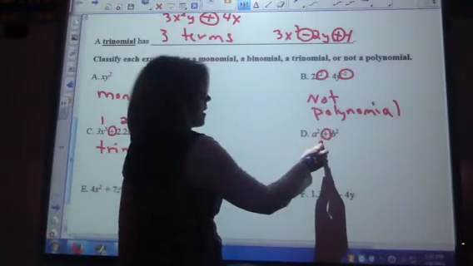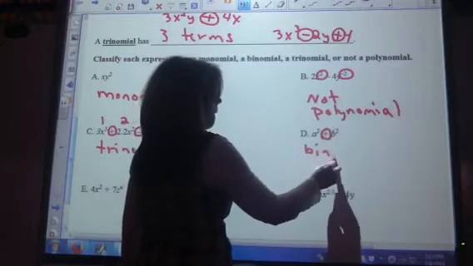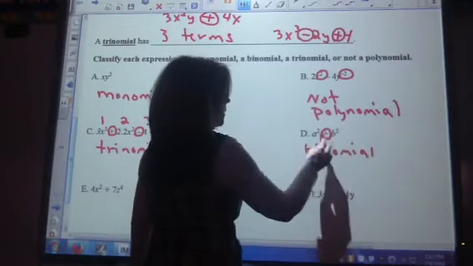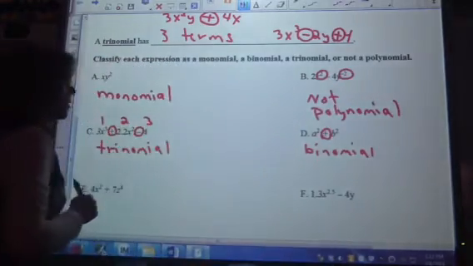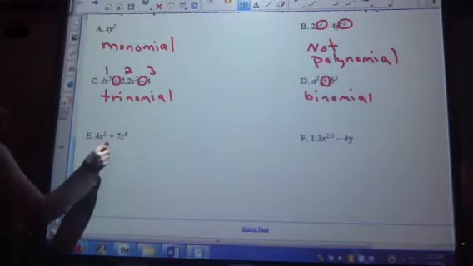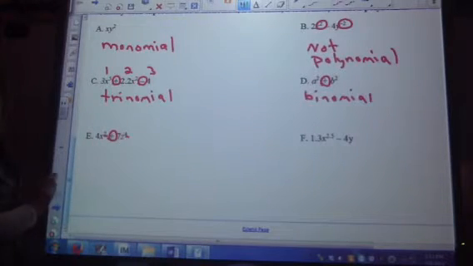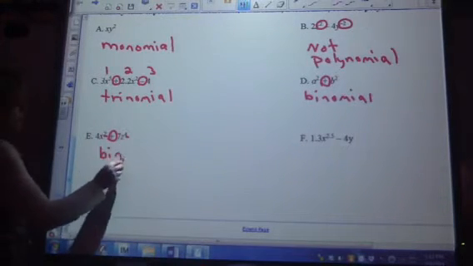We have this addition sign. We have 2 terms, so this is called a binomial. The exponents are whole numbers, so it is a polynomial. We have this addition sign, so we have two terms. Check the exponents, they are whole numbers. So with two terms, that's a binomial.